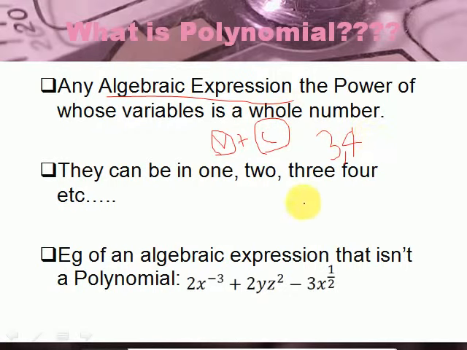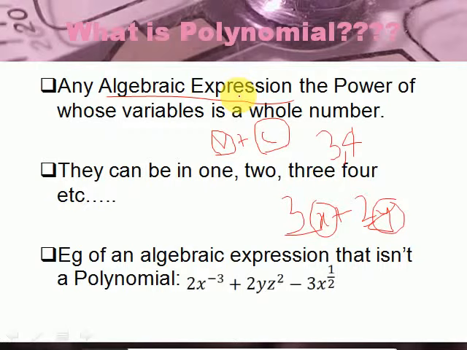An example of an algebraic expression is 3x plus 2y. Here 3 and 2 are the constants. They have a constant value, they have a fixed value, whereas x and y are variables. We don't know what is their value. It could be 1, it could be 2, it could be 3, it could be anything. So these are variables. I guess you are clear with what is an algebraic expression.